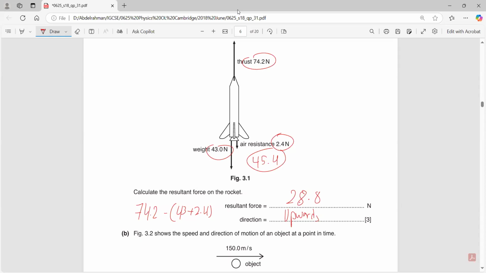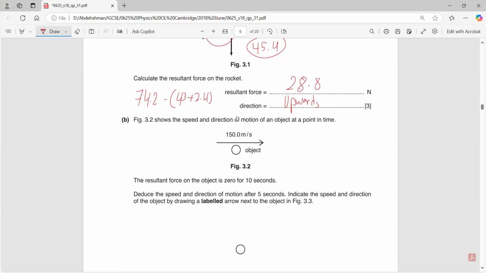So this wins. It's stronger. It's as if you have two people pulling on a rope. The stronger person would pull the rope towards him or her. It's always the greater minus the smaller.